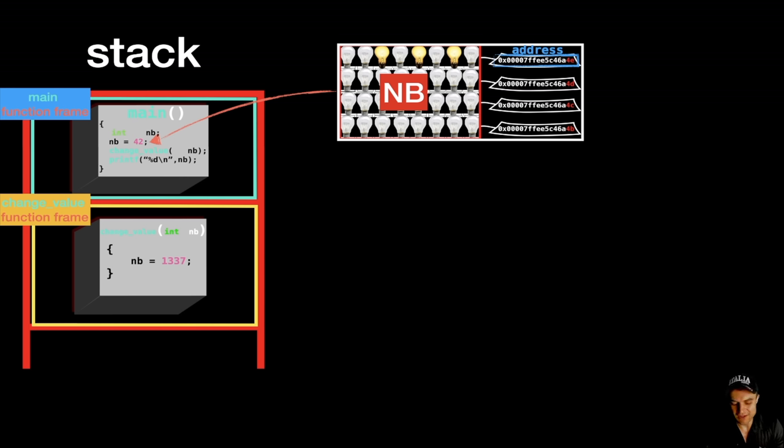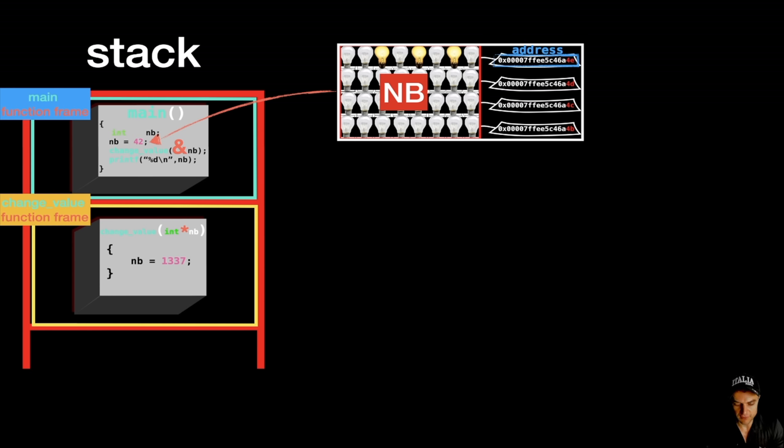Then instead of calling change value with nb, I'm doing something different. I'm using the ampersand operator. This ampersand operator is giving the address of the variable to the called function, in this case, change value. So I have to change also the change value, because this time we are getting a different kind of input. Look carefully, change value is taking this time a pointer to nb.